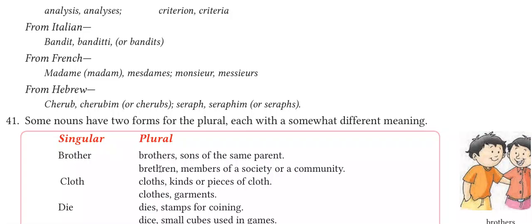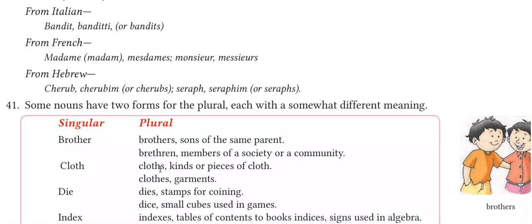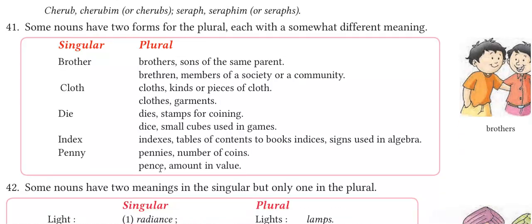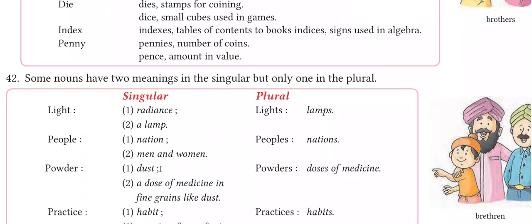Some nouns have two forms for plural, each with a somewhat different meaning. Brother, brothers: sons of the same parent; brethren: members of a society or community. Cloth, cloths: kinds or pieces of cloth; sometimes clothes: garments. Die, dies: stamps for coining; dice: small cubes used in games. Index, indexes. So here are some more examples.